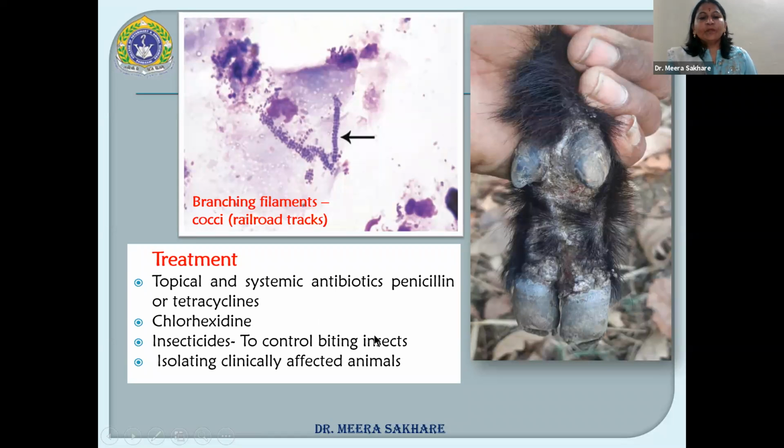1 to 2% chlorhexidine, or to avoid the trauma or skin trauma. So we have to control the insects, because the predisposing factor of this disease is insect bites. So we have to control the insect vectors in the particular farm. And you have to isolate the clinically affected animal. Whatever animals are susceptible to this disease, because it is contagious to other animals, that animal should be isolated, and treatment is necessary.